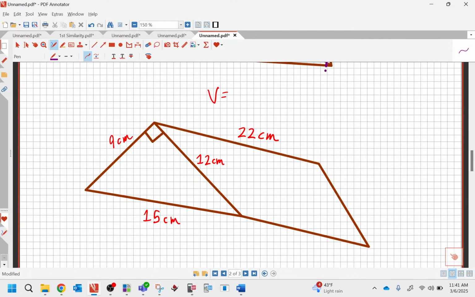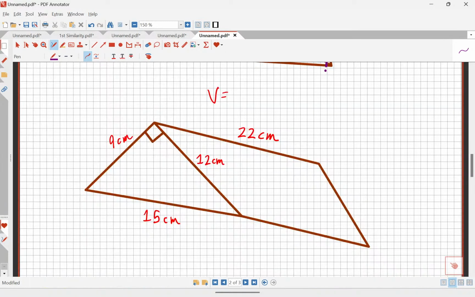So we're looking for the volume of this triangular prism. So let's see if we can get a little bit of help out there.